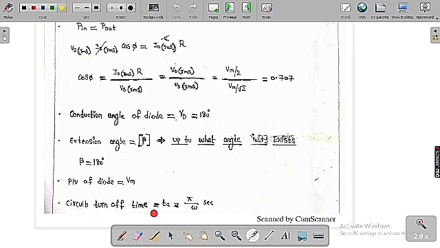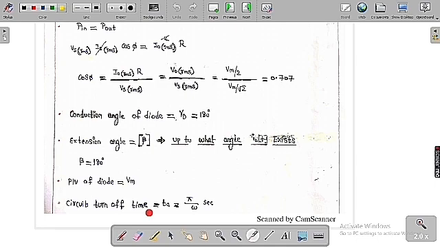Circuit turn-off time Tc is equal to pi by omega, meaning for how much amount of time the diode is reverse biased. That is the meaning of the circuit turn-off time: for how much time we are going to apply a reverse voltage across the diode, which is from pi to 2 pi. From pi to 2 pi we are going to apply the reverse voltage.